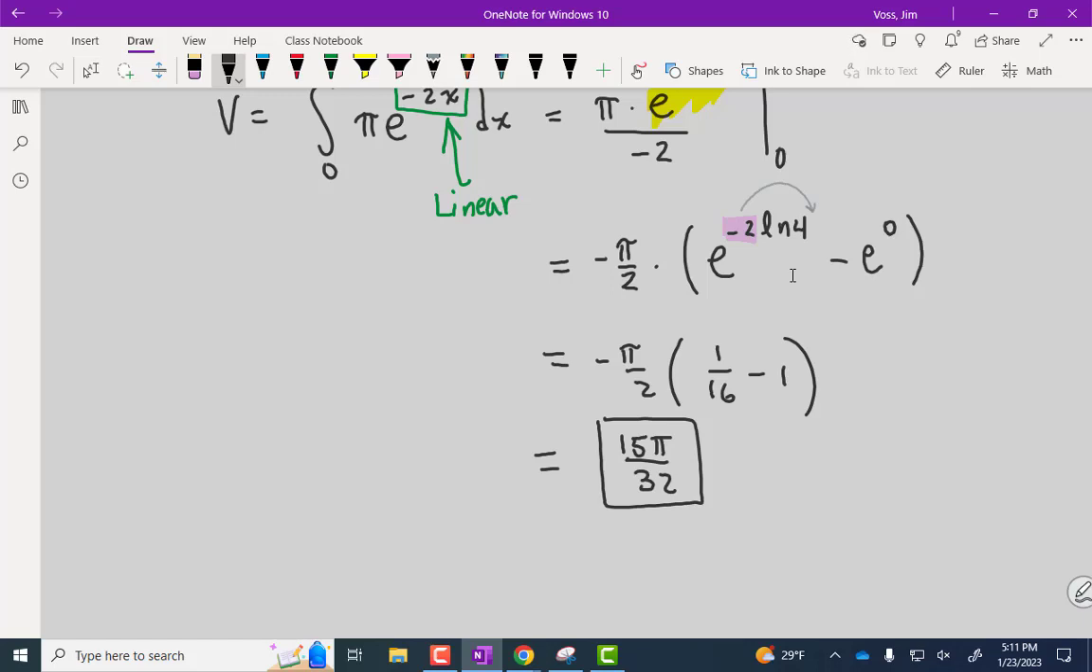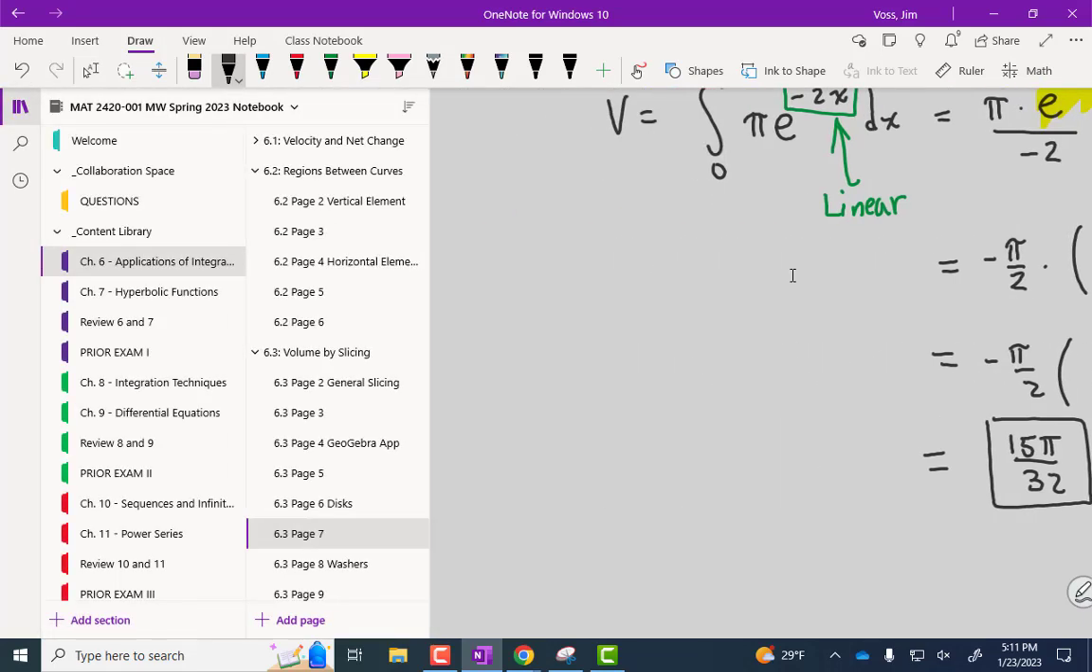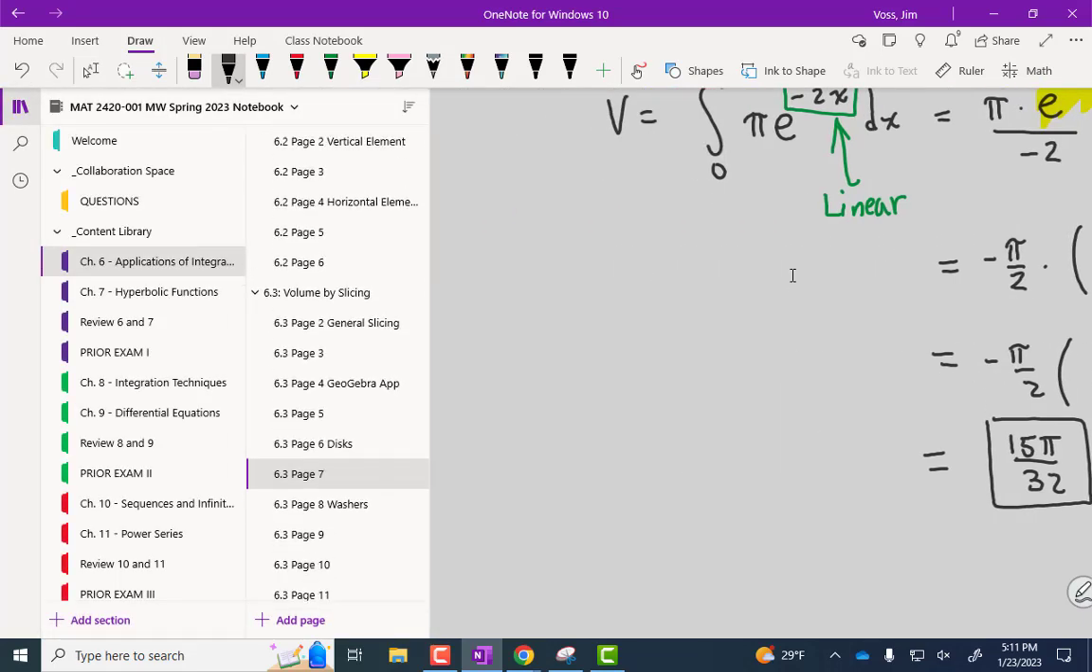All right, any questions? OK, so let's see. Are we at the shells yet? I want to. Let's see. Or at the washers, I mean. OK, so let's go over.